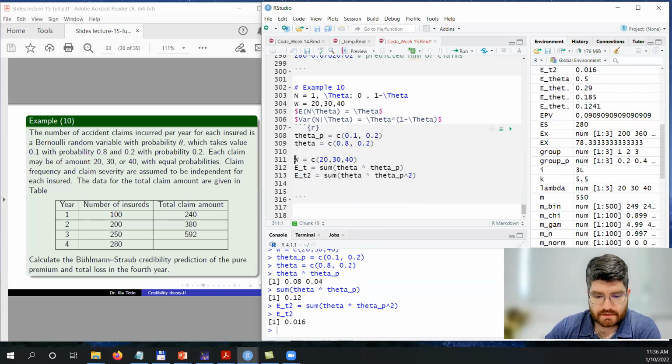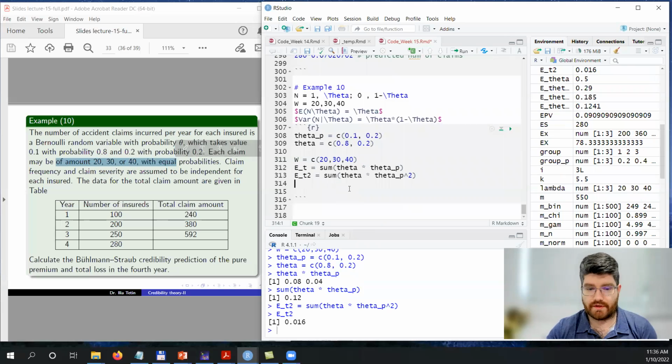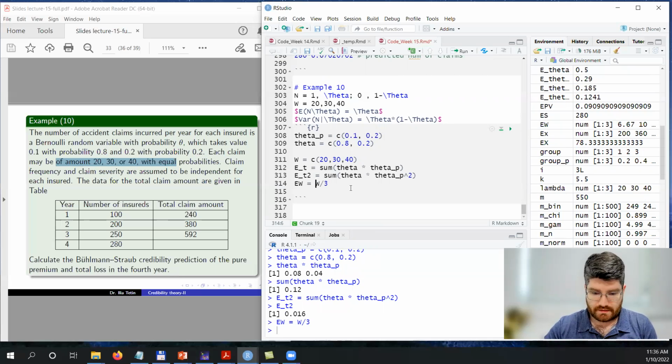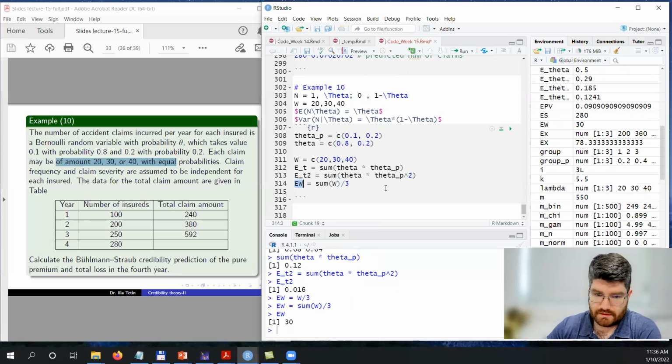Also, we are ready to calculate the expected value of W, the claim amounts, because they have equal probabilities. So the expected value is just the sum of these values divided by 3. EW is the sum of W divided by 3, so EW is 30. This is the expected value of the claim amount.